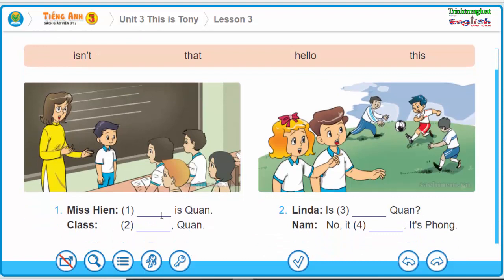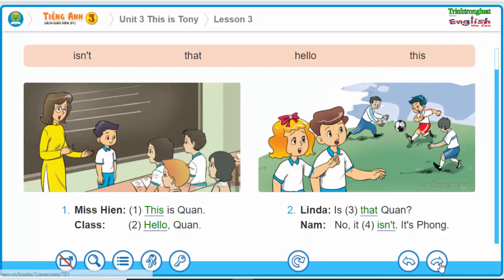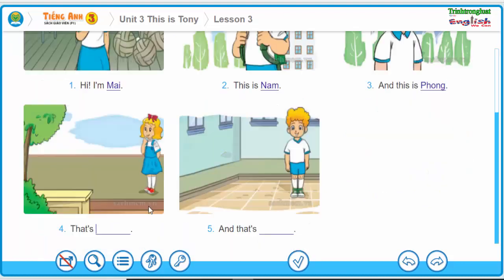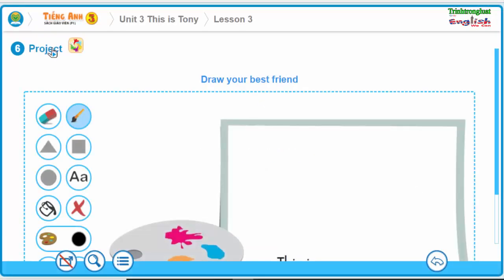Four. Read and complete. Well done. Five. Look, read and write. Excellent. Six. Project.